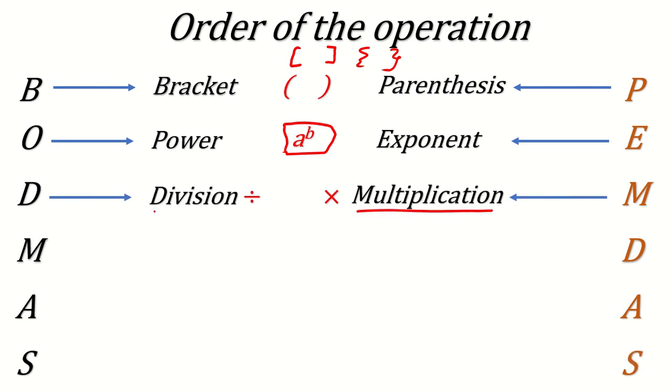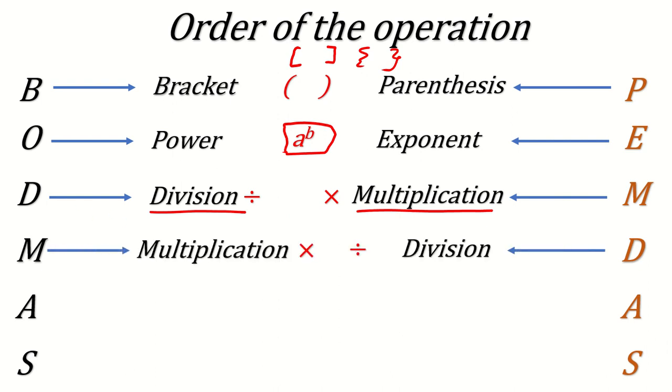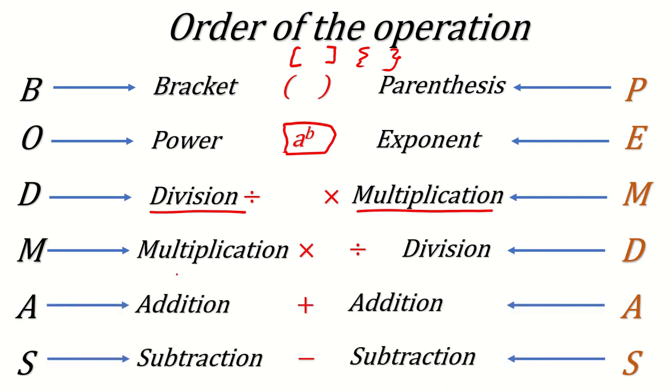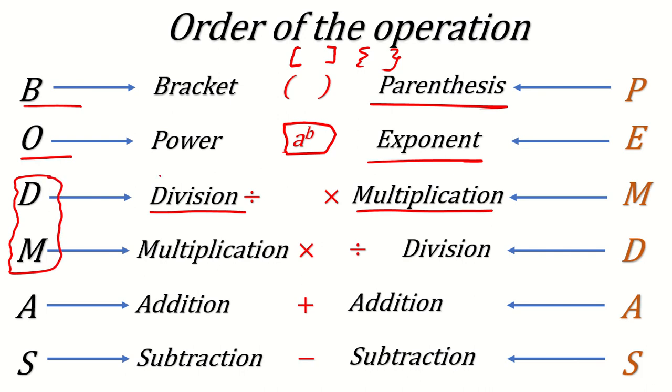I will clarify why this order is different here. In BODMAS, M stands for multiplication, and in PEMDAS, D stands for division. A in both cases is addition and S in both cases is subtraction. Everything else is the same: B means bracket, P means parenthesis, O means power, E means exponent, which also means power. Only these two things, division and multiplication, have a different order.